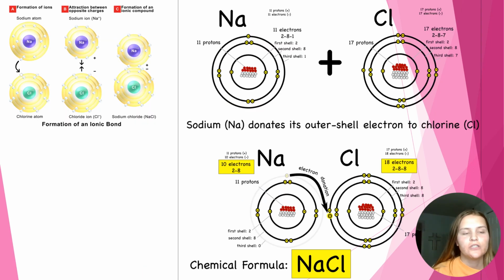Okay, so here are some more pictures. Helps you understand. You have your sodium atom and you have your chlorine atom. And as you can see, their opposite charges allow them to attract one another. And I like this one because it helps you understand how they donate their electrons. So in your sodium, it donates an electron to your chlorine atom.